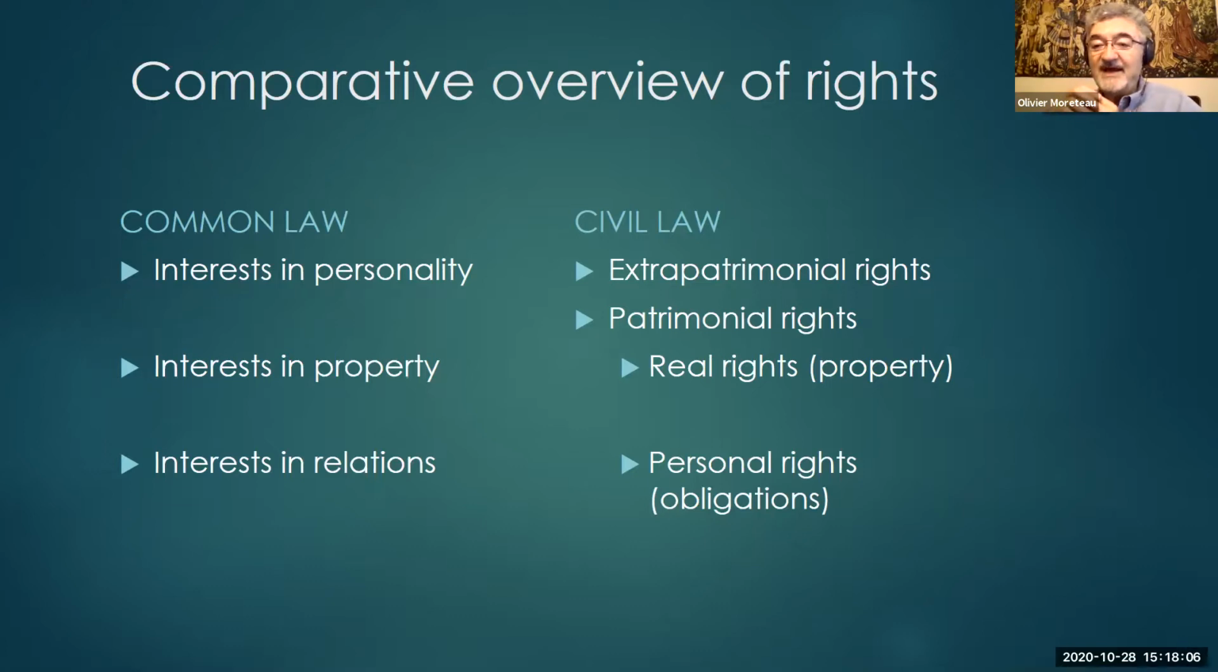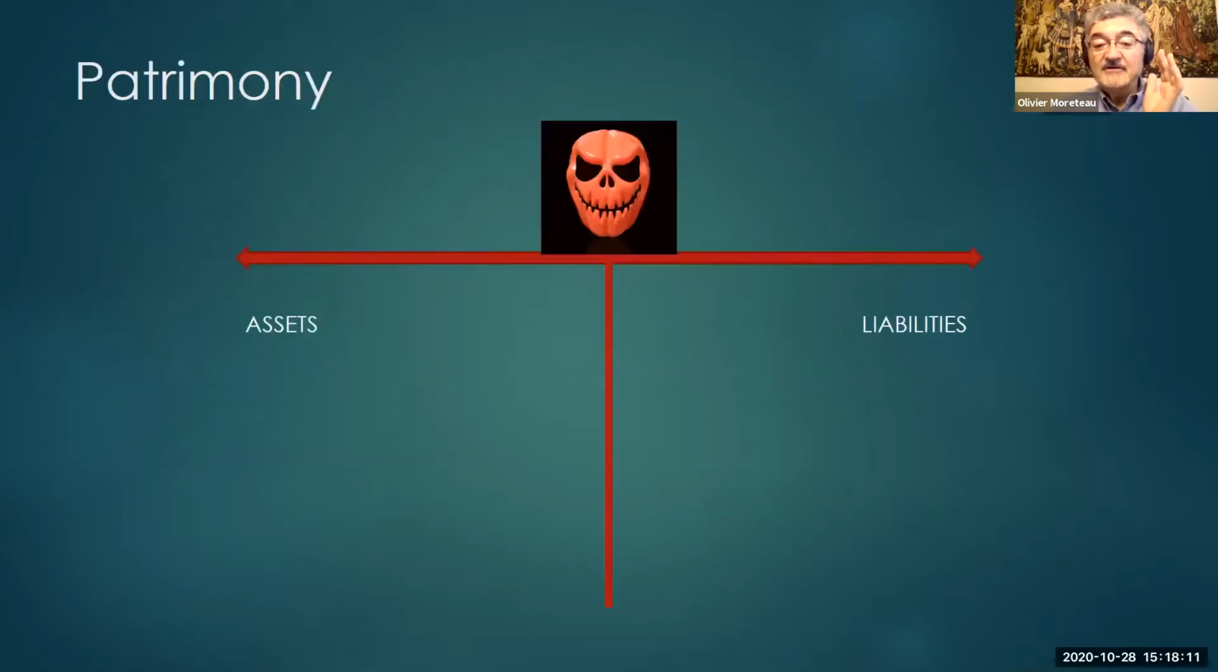Why do we call them extra-patrimonial? It is because they are not to be regarded as entries in your patrimony. Remember that the patrimony is the balance sheet of your assets and liability. Remember that every person, be it a natural person or a juridical person, has one patrimony that is regrouping all assets this person has at any point in time and all liabilities.